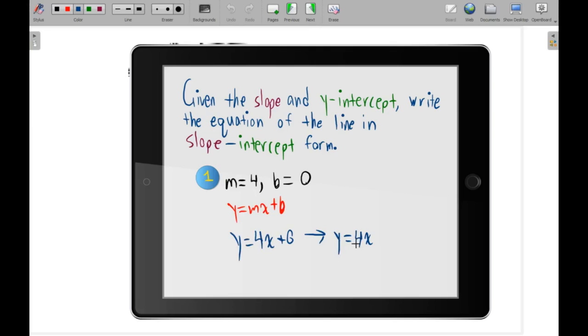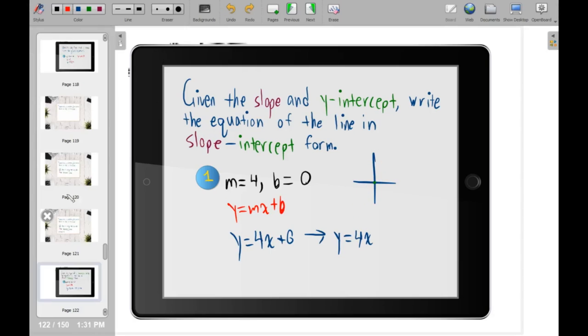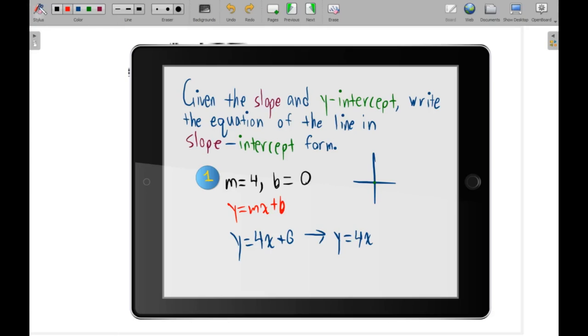And actually, let me focus on this more. This means when our b is 0, it's going to intersect the center of the graph, also called the origin. So right here, our line is going to intersect that origin. So we'll have this sort of thing, just like this.